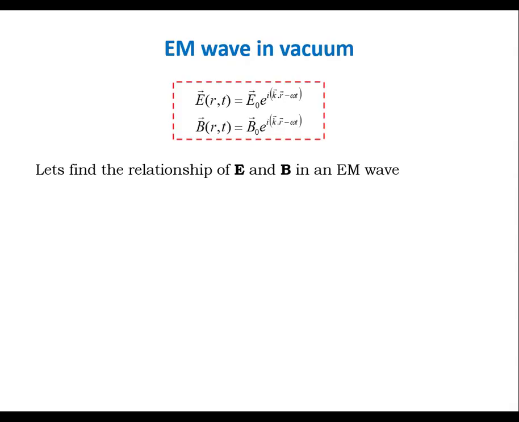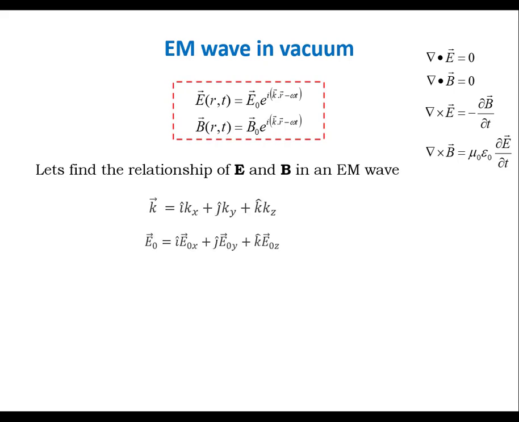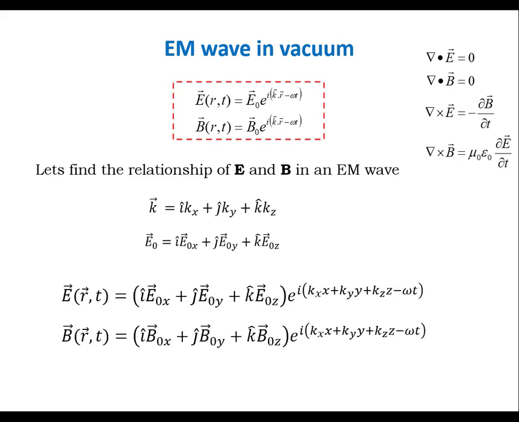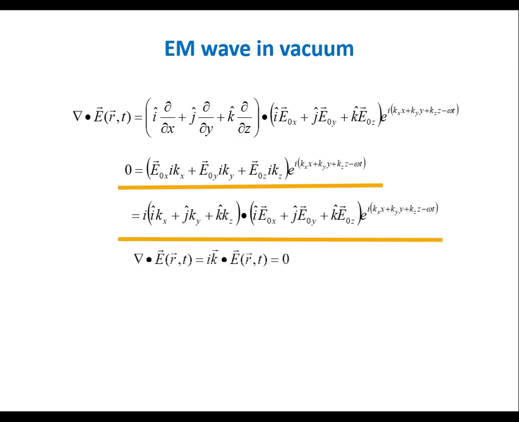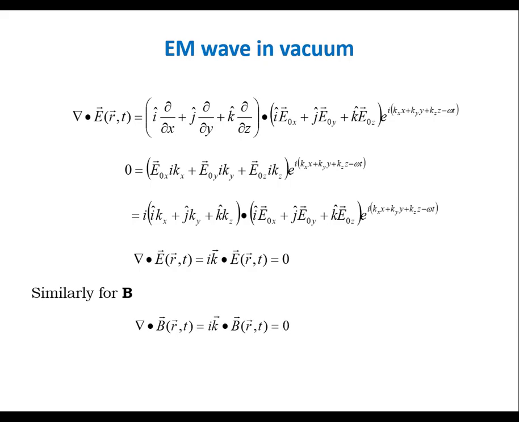Now, to find the relationship of E and B, put the solutions of E and B in Maxwell equations. Let us put solutions of E and B in first and second equations respectively for a start. Before proceeding further, simplify the equations by expanding K and E0 into their components, like this. By this, E and B wave equations take this simplified form. So, the E equation is solved like this and this, which gives this result. Similarly, for magnetic field induction, we get this solution.